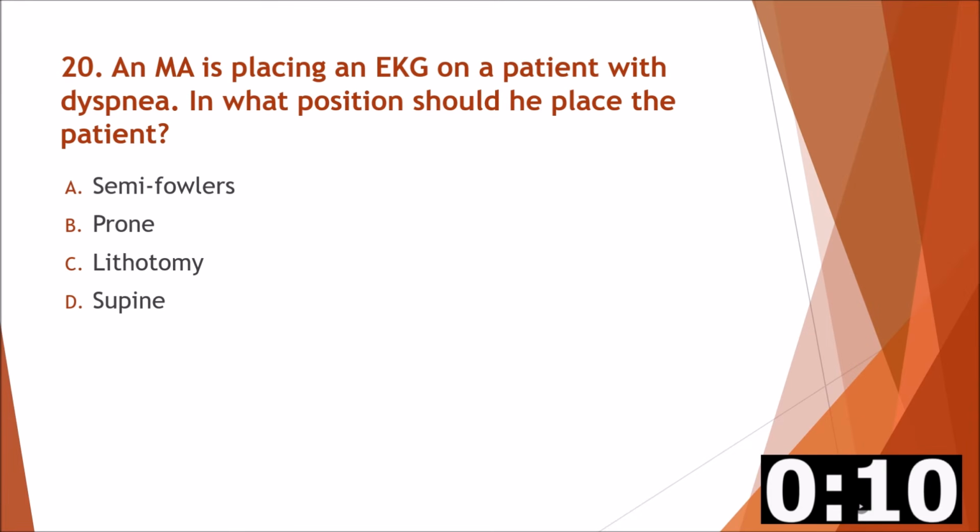Number 20, an MA is placing an EKG on a patient with dyspnea. In what position should he place the patient? A, semi-Fowler's, B, prone, C, lithotomy, D, supine. 10 seconds.